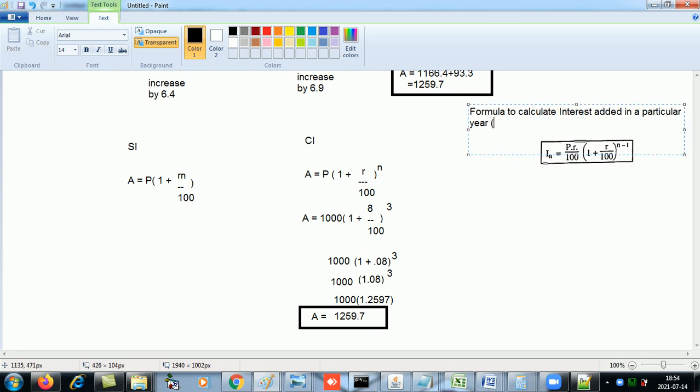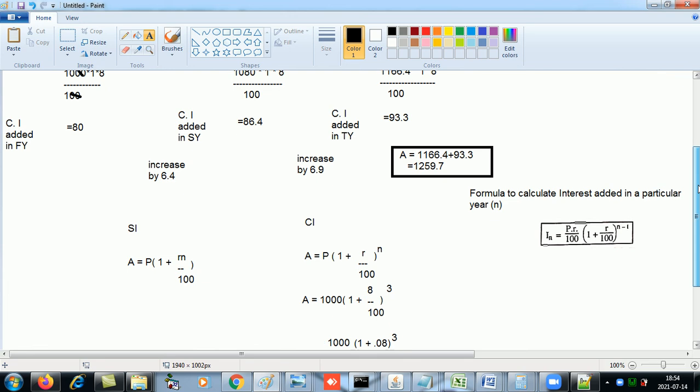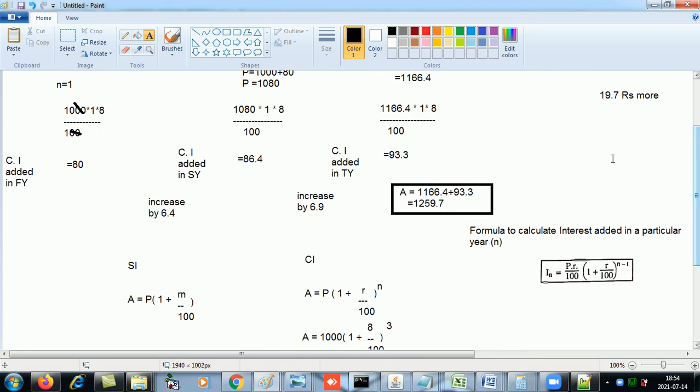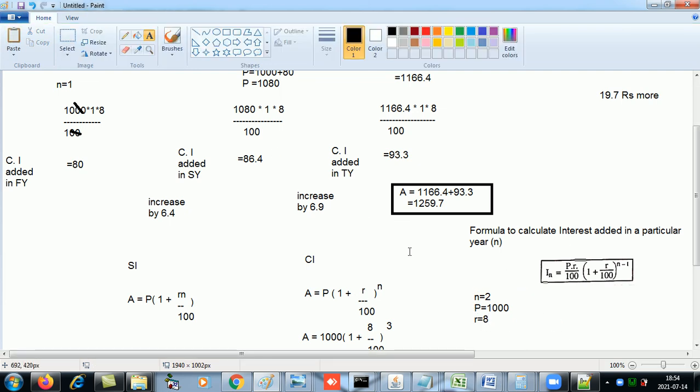Year is the n. So here if I wish to calculate the interest of the second year, in the second year how much interest was added? 86.3. So what is the value of n? So here n is how much? 2. And the P and R we all know. What is the P? 1000, and R is 8, right? And n is 2, because I want to calculate the interest added after the second year.